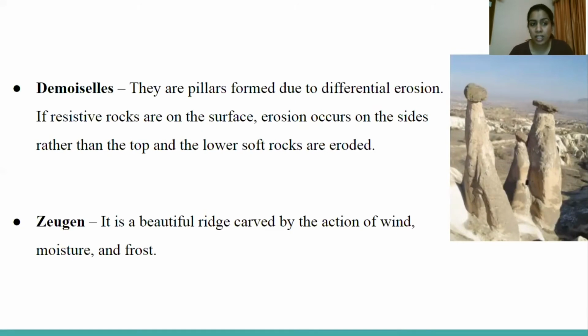The next one is democells. They are pillars formed due to differential erosion. If resistive rocks are on the surface, erosion occurs on the sides rather than the top, and the lower soft rock is eroded. And the last one is Yugan. It is a beautiful ridge carved by the action of wind, moisture, and frost.